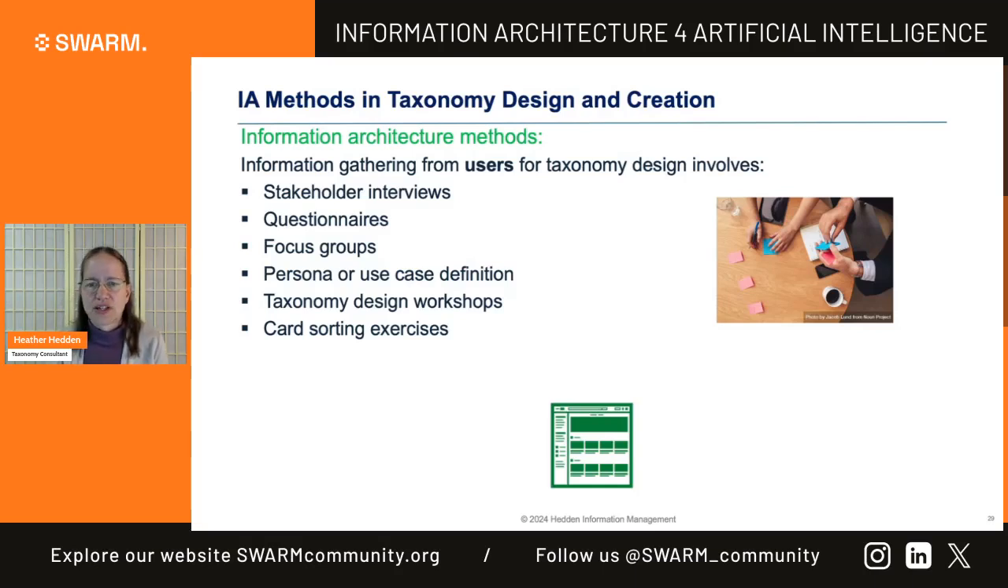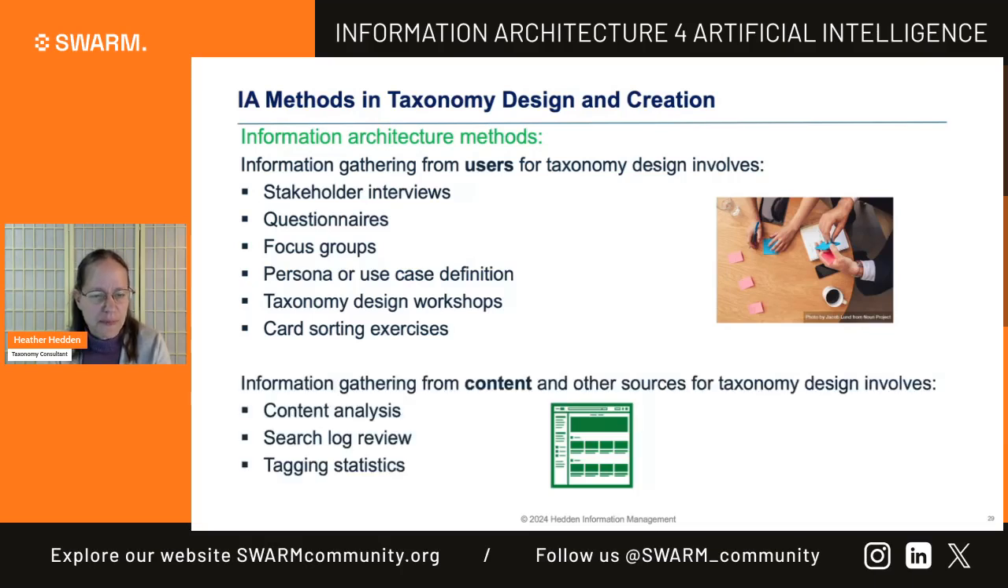Okay, so the information architecture methods for, not just designing other forms of information architecture, but also for taxonomy design, involve gathering information from users through stakeholder interviews, questionnaires, focus groups, persona or use case definition, taxonomy design workshops, card sorting exercises. I mean, if you are an information architect, you're familiar with these methods, and they're applicable to the more specific area of taxonomy design as well. But this is, of course, manual.